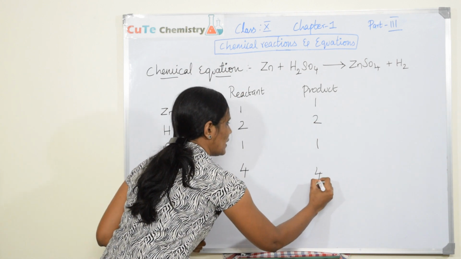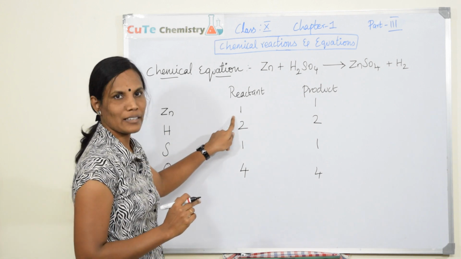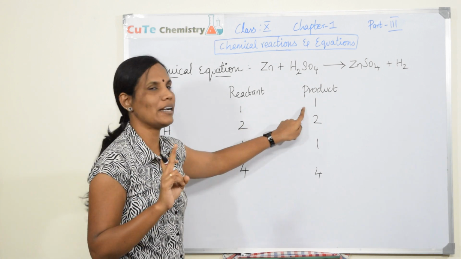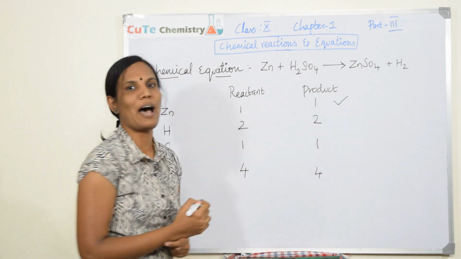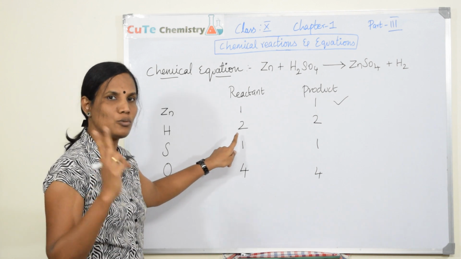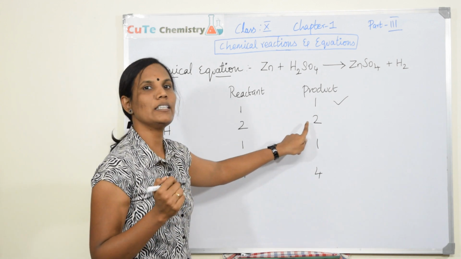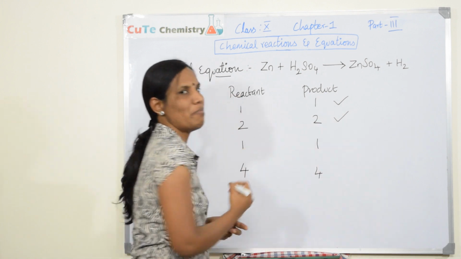Now we can check whether the equation is balanced or not. Zinc, on the reactant side we have 1 zinc atom, and on the product side also we have 1 zinc atom, which means zinc is balanced. And then hydrogen, on the reactant side we have 2 hydrogen atoms, and on the product side also we got the same. So hydrogen is balanced.